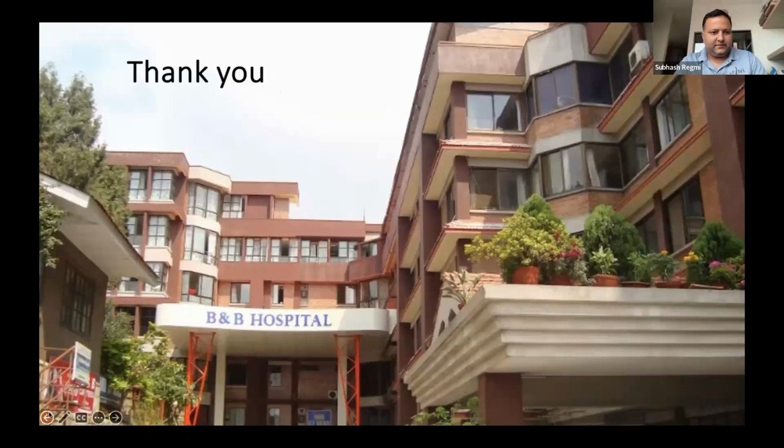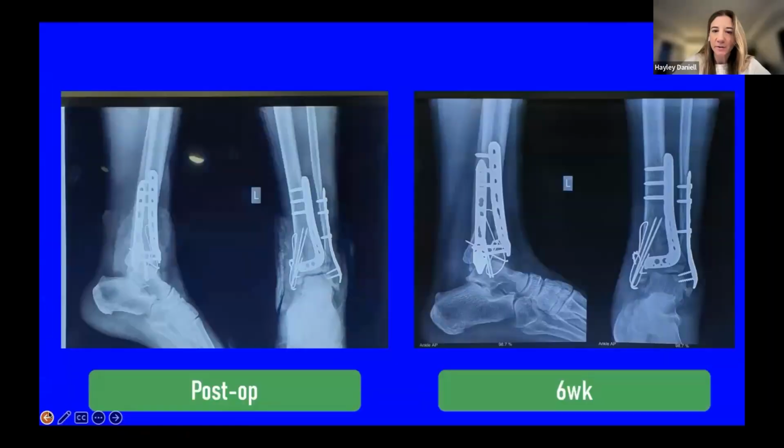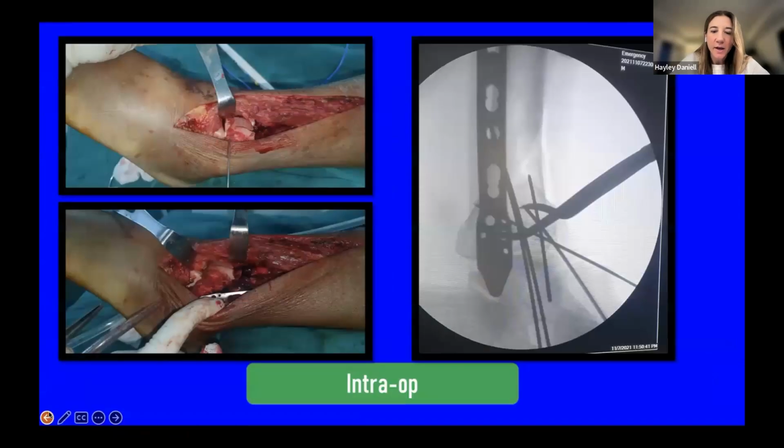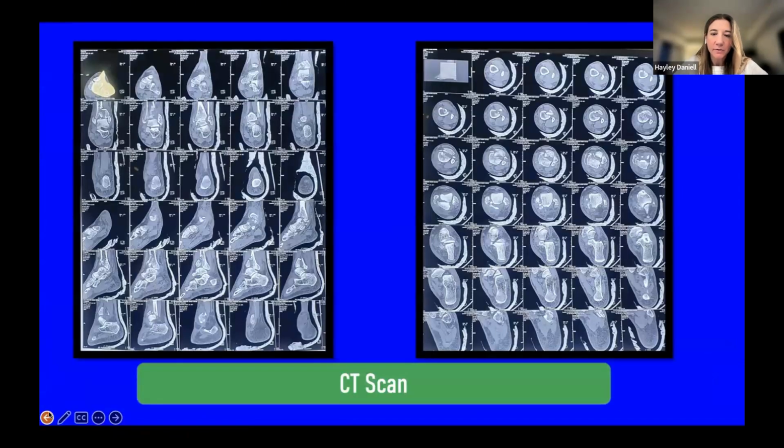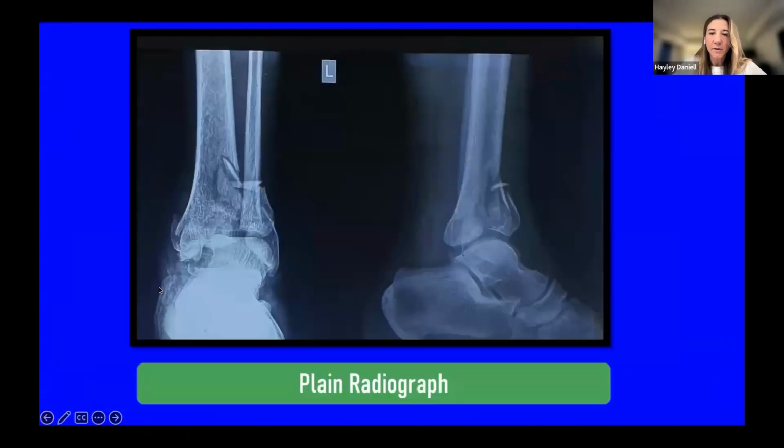I don't see any hands up yet, but I have a question that I'm sure a couple other people have as well. Was there any discussion about doing an external fixator in the meantime, and then doing a CT scan, and the timing of the CT scan relative to that?